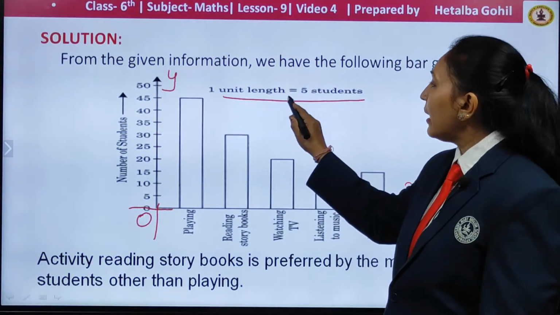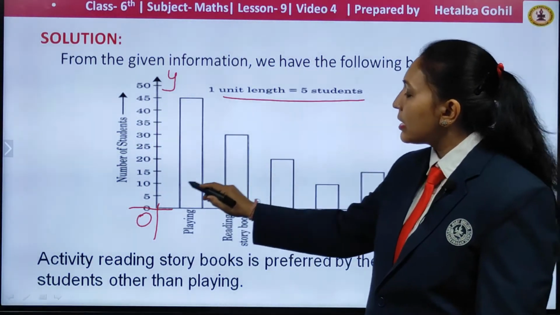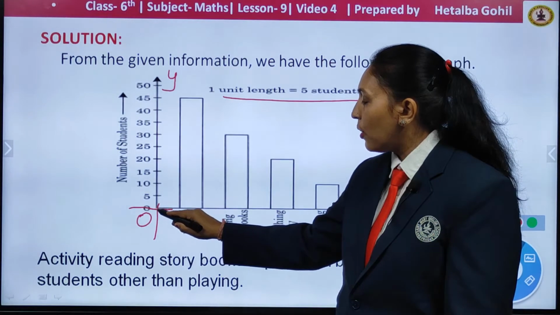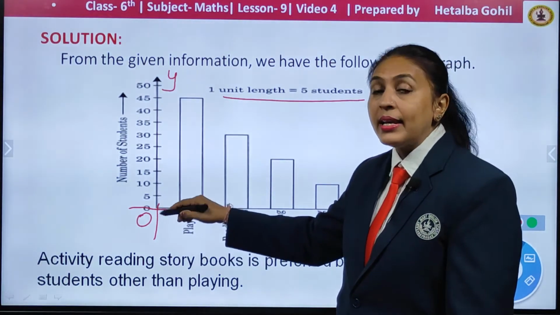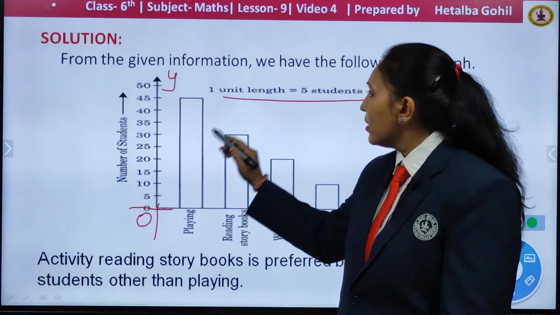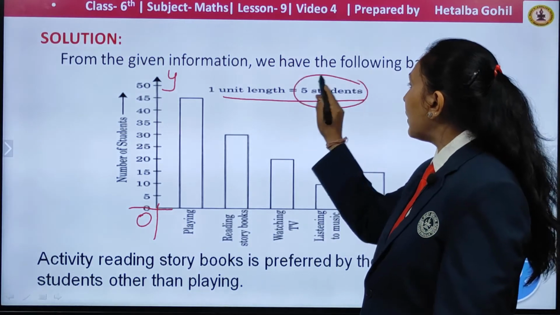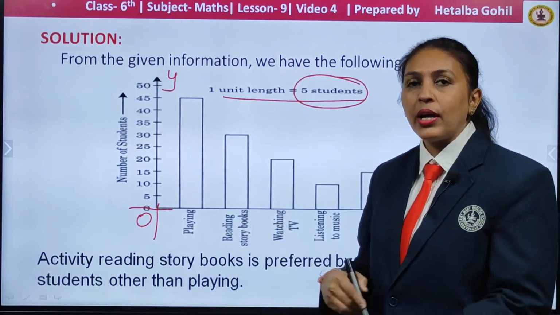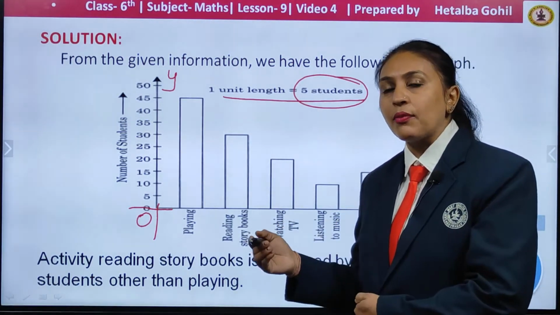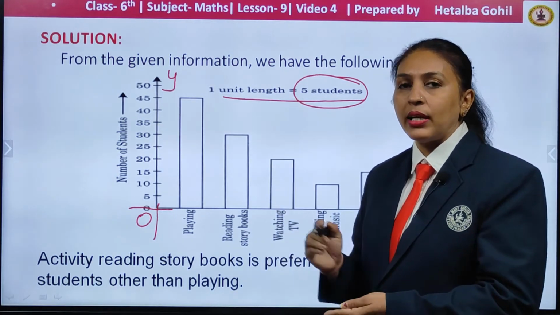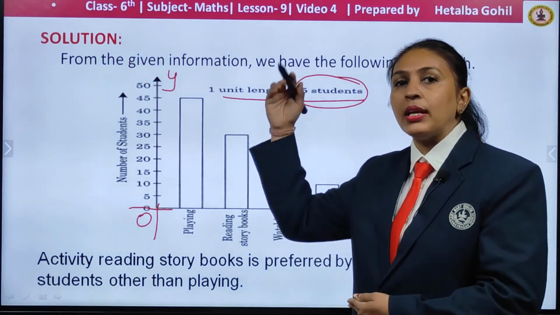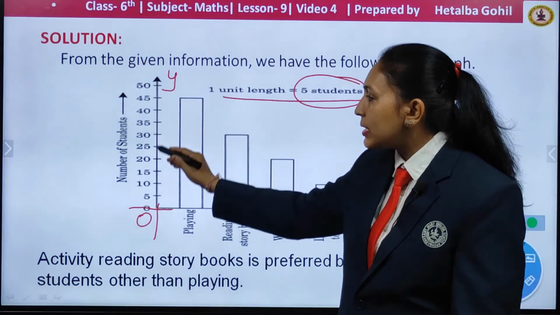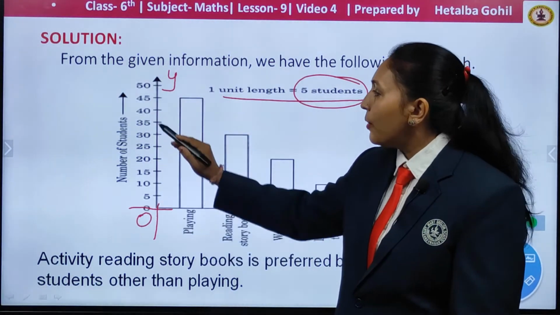Similarly, the unit length is given to us as 5 students. So, here we will start from 0, then 5. After 5, the next comes 10. So, you have to write the multiples of 5 only. If you are taking 10, then go for the multiples of 10, that is 10, 20, 30. If you are taking by 5, then 5, 10, 15 and so on. So, do not make a mistake while taking the scale on the y-axis.